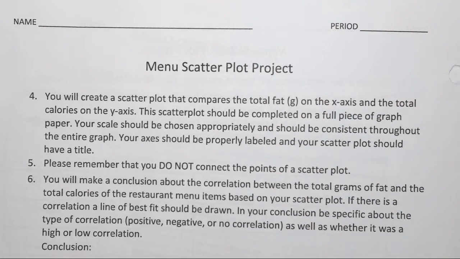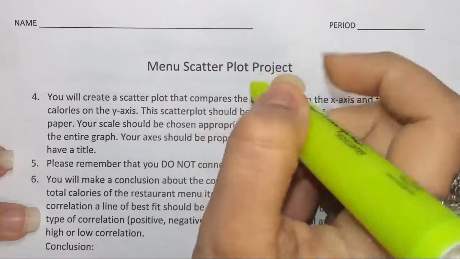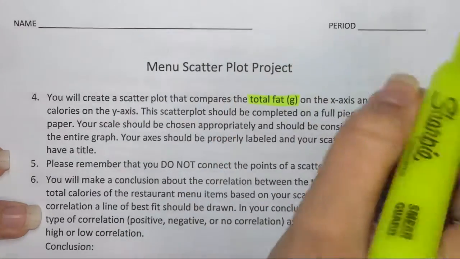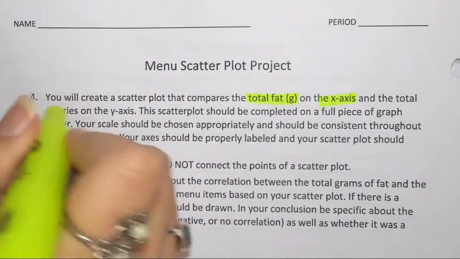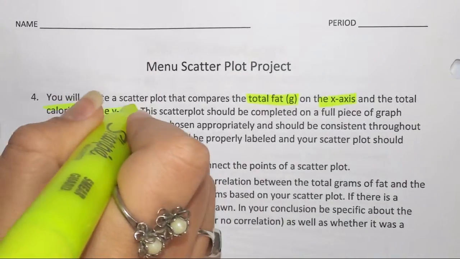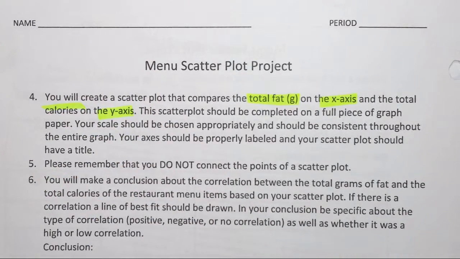You will create a scatter plot that compares the total fat grams on the x-axis. Let's highlight that. The total fat grams go on the x-axis. That way we know what goes on what axis. Because if you mess it up, I will be upset. And the calories go on the y-axis, because we're going to see if fat controls calories.